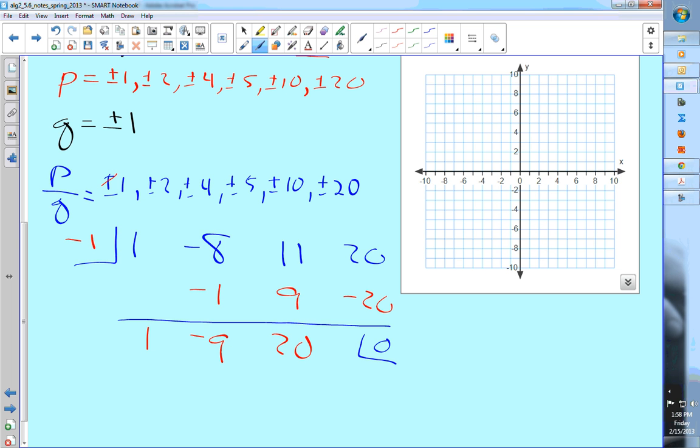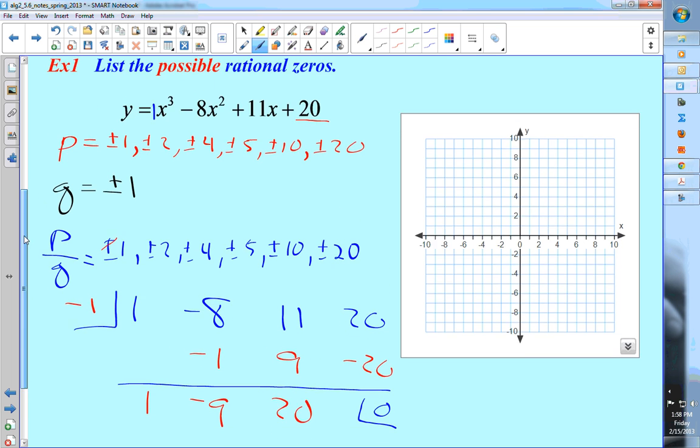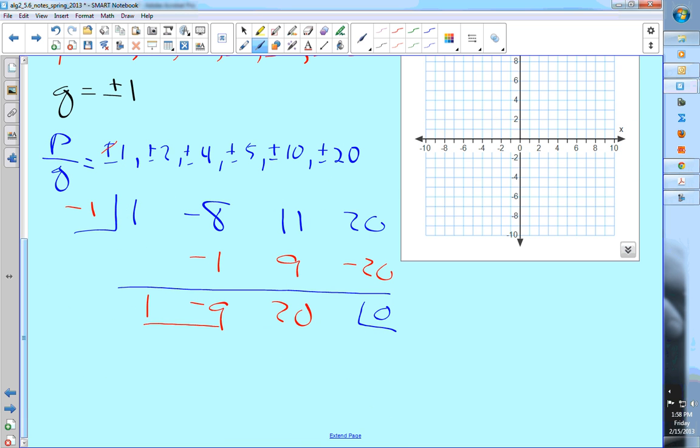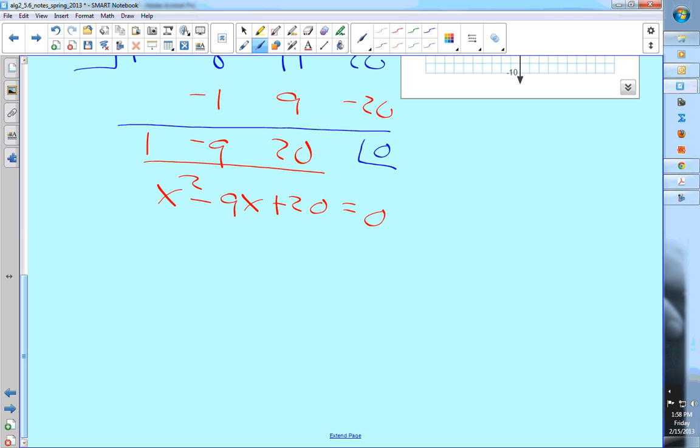If you have a third-degree polynomial, through your guess and checking, you only need to find 1 root by doing the P's and Q's. You only need to do 1 because your quotient will be a quadratic. Set that equal to 0 and solve.